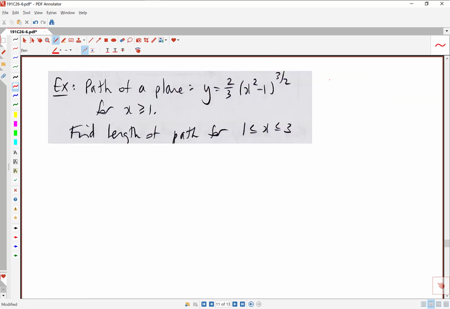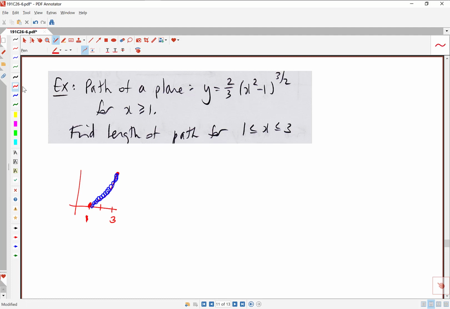So here's our example. We're given the path of a plane described in terms of a curve. We're told that this formula applies for x values at least 1. So you could just imagine drawing a rough picture. Let's say x equal 1 is here. Plugging in x equal 1, that gives you a y value of 0. And so our curve is doing something like this, just roughly, without doing too detailed of a sketch. What we want to do is find the length of the path for the x values between 1 and 3. So we actually want to figure out what is the length of this arc here.